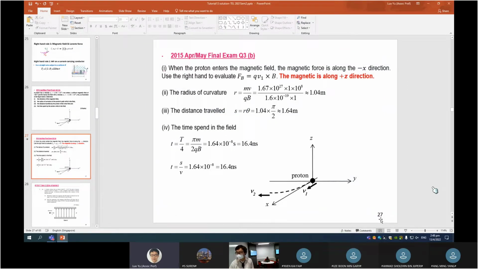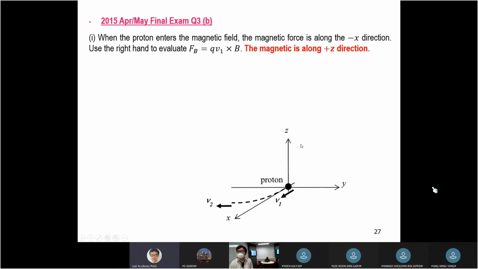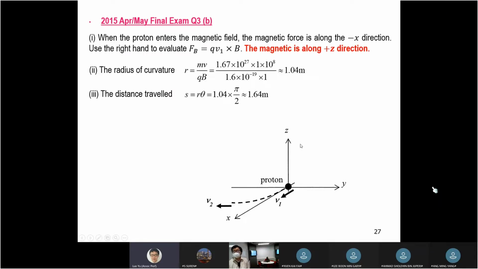Because it's 1/4 of the circle, my corresponding theta is pi divided by 2. Because 2 pi r is my circle, 2 pi r divided by 4 is pi r divided by 2. So in this case, I have 1.6 meter distance traveled. For the time traveled, we have two different methods to calculate it. You can use either of them, and you will be awarded 4 marks.